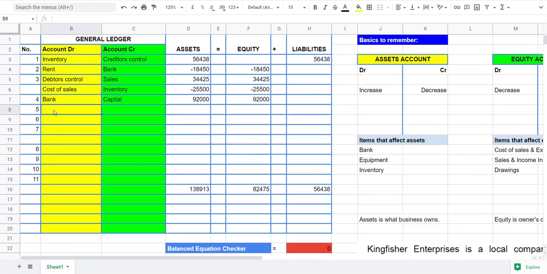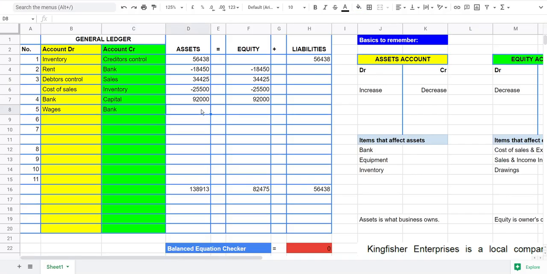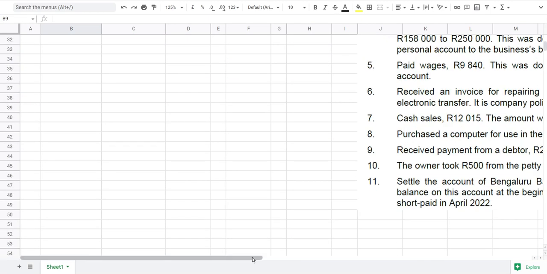So it will go there, and then you'll have the wages, and you will have the bank, 9,840. It is going to be a decrease, right? So minus 9,840 is an expense. All right, we move to the next transaction.